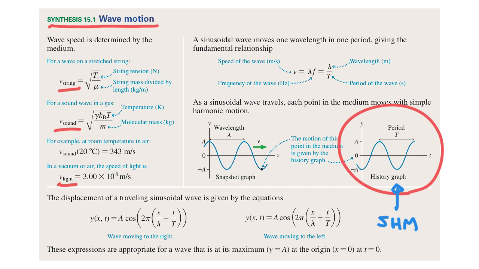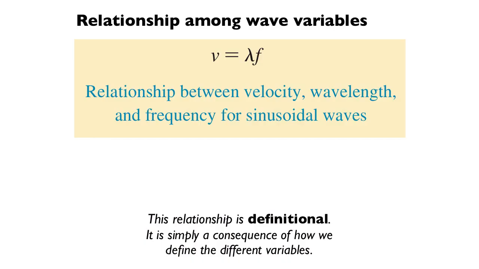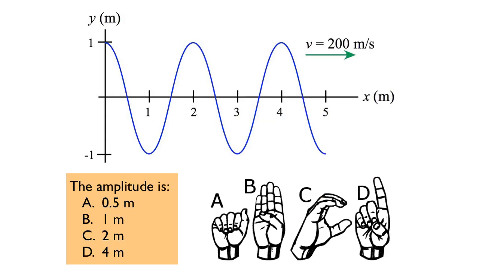The other piece I want you to know is this. There's a relationship between the speed of a wave, the wavelength, and the frequency. And it's this one right here. This is the fundamental relationship for sinusoidal waves, and we'll use it quite a bit going forward. So I'm just reminding you that here, v is equal to lambda times f. And I'll mention too, this is definitional. This is not like a law of nature. It's just based on how we define wavelength, frequency, and then speed ends up looking like that.